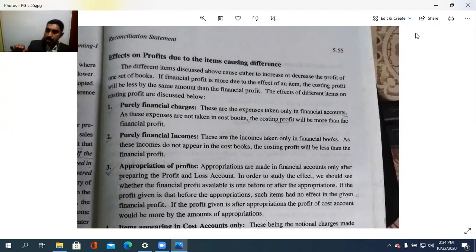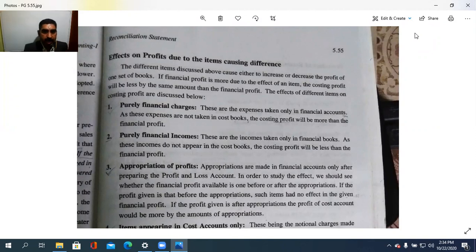അപ്പോൾ നമ്മൾ കണ്ടു കോസ്റ്റിംഗ് പ്രോഫിറ്റ് എടുത്താൽ എന്തെല്ലാം കാരണങ്ങൾ കൊണ്ടാണ് ആ ഡിഫറൻസ് വരുന്നത് ഫിനാൻഷ്യൽ പ്രോഫിറ്റുമായിട്ട്. അത് ഏതൊക്കെയാണെന്ന് നോക്കാം. The different items discussed above cause either an increase or decrease in the profit of one set of books. If financial profit is more due to the effect of an item, the costing profit will be less by the same amount than the financial profit.